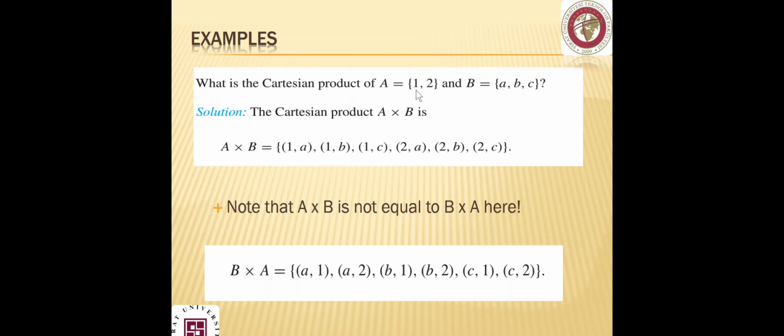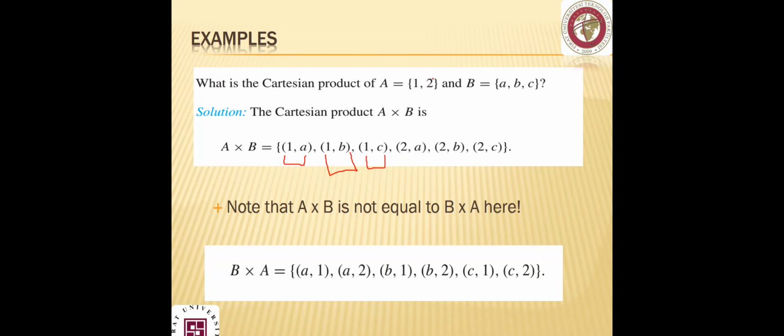What's the Cartesian product of A, set A, of course, equals 1 and 2, and B equals a, b, c. Now, from A to B. Why? Because A times B. Here, pairs from A to B. What are the pairs from A to B? 1a, 1b, 1c. 1a, a pair. Let me take the pen. So this is a pair, okay? Then 1b, then 1c, from A to B.